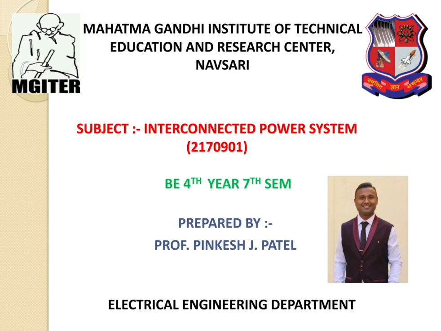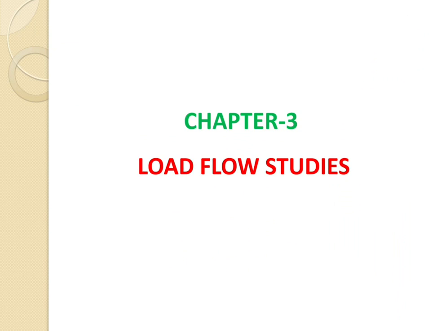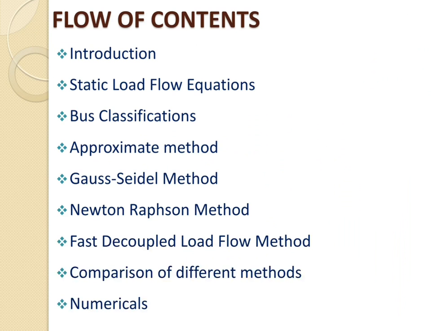So today I will start with the subject of Interconnected Power System, having a subject code of 2170901, BE 4th year, 7th semester. Today I will start with chapter number 3, that is the load flow study. Already we have discussed two videos based on the load flow study.